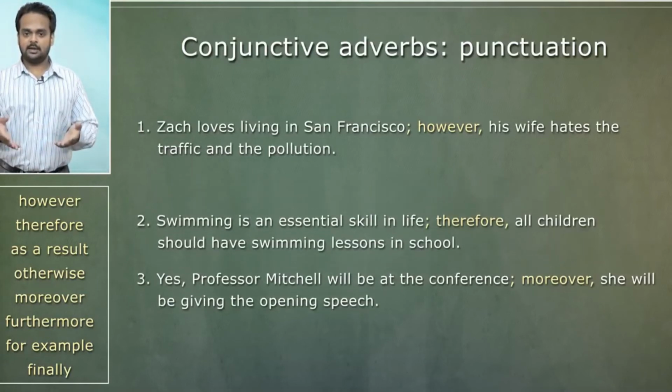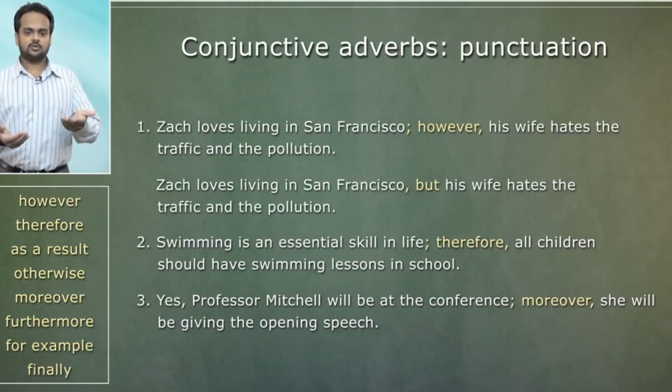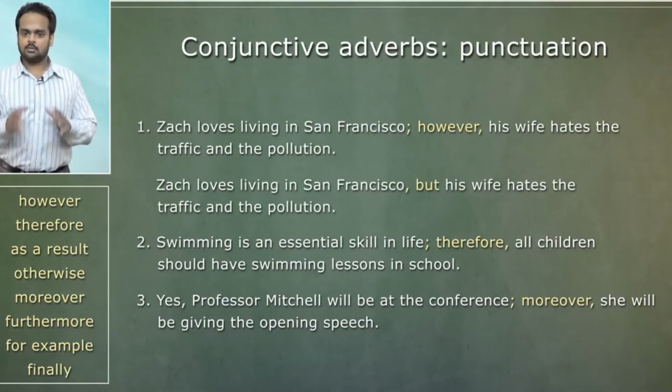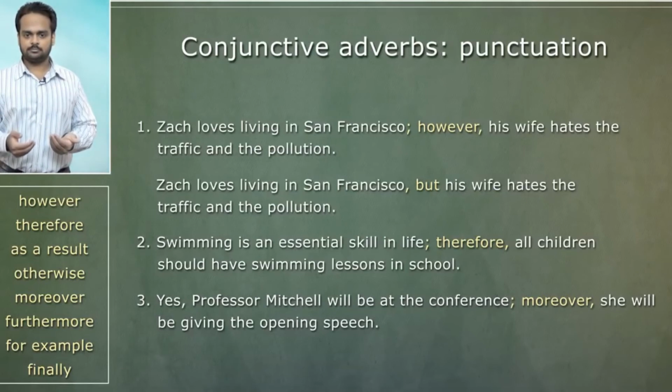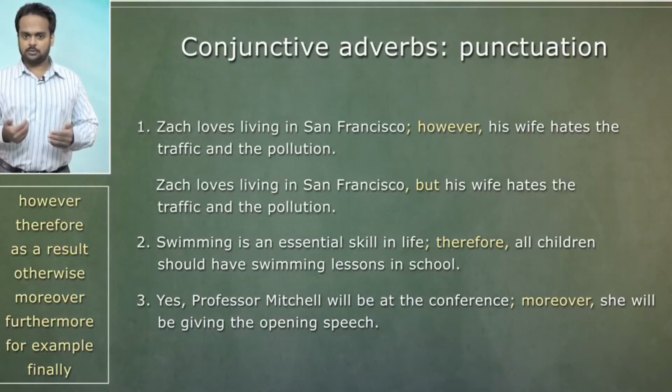You can actually say Zach loves living in San Francisco, but his wife hates the traffic and the pollution. The meaning is the same. The difference is that however is more formal and the punctuation rules are different. Can you see the difference? With but, we only use a single comma before it.